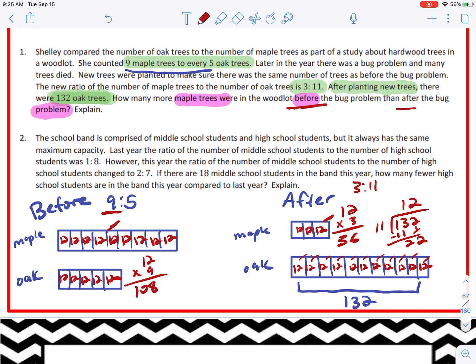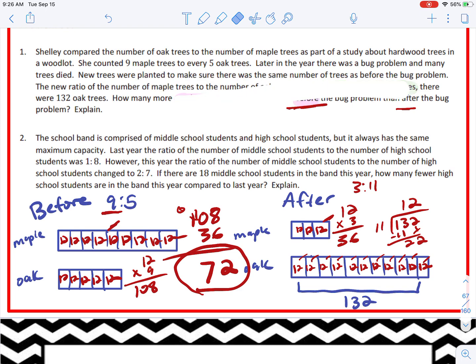When we find the difference, you subtract. So we subtract 108 minus 36. Okay, and then we just do the math. 8 minus 6 is 2. We have to borrow. 10 minus 3 is 7. Okay, so our answer is 72. There were 72 more maple trees in the woodlot before the bug problem than after the bug problem. Okay, that was number 1. Let's move on to number 2.